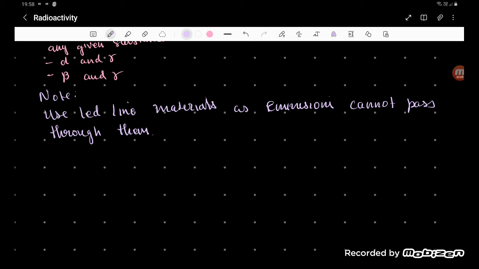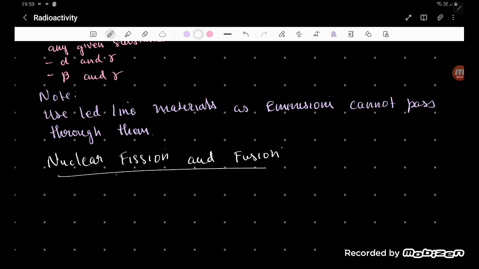Now, in the next section, we have nuclear fission and fusion. So let's do that. Let's start off with the nuclear fission and fusion part. Before we go on to something, let's talk about nuclear energy.